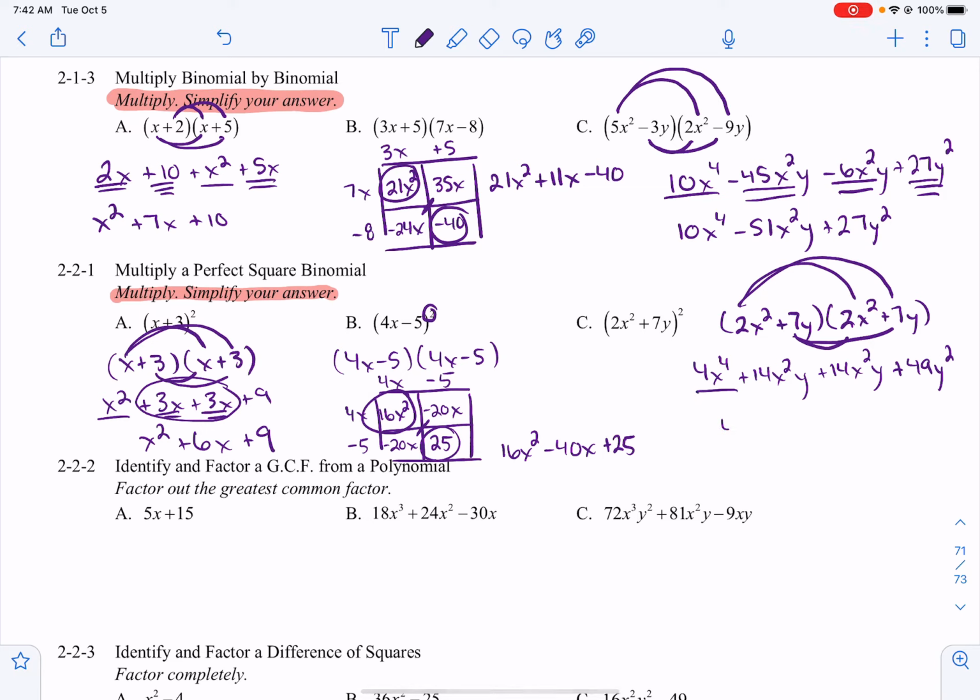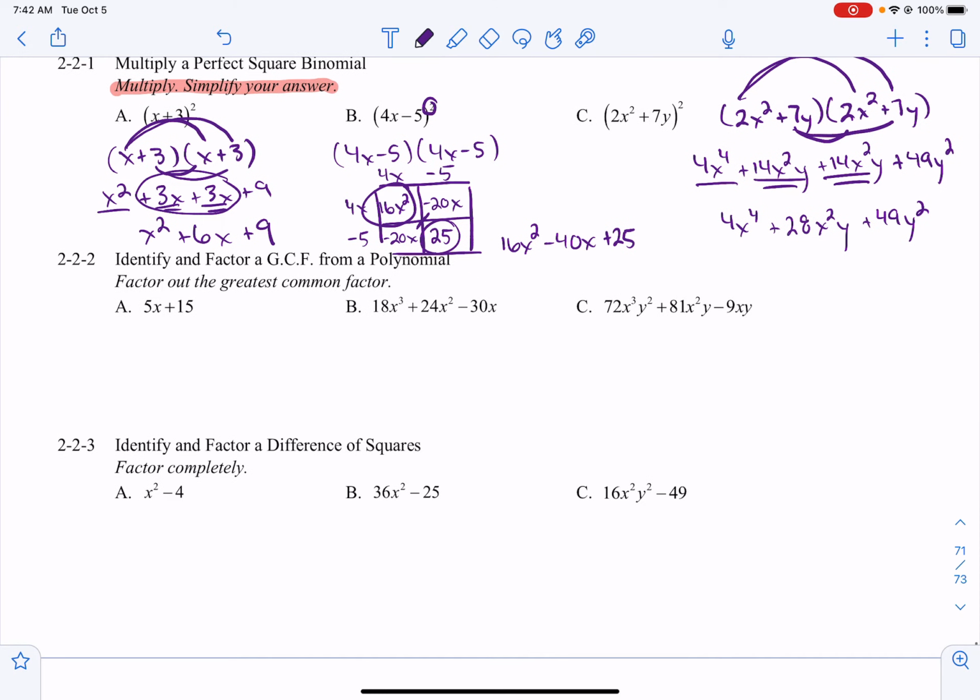So 4x to the fourth, I write that one first. And then my 14x squared y's add together to be 28x squared y. And then I have a 49y squared there at the end. All right, let's move on. That's all the multiplying that we're going to do.